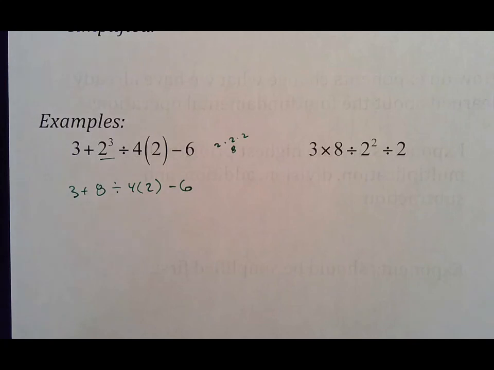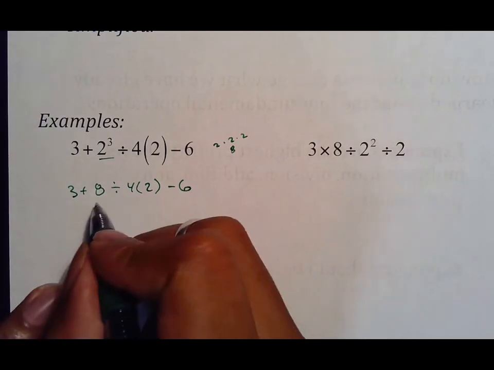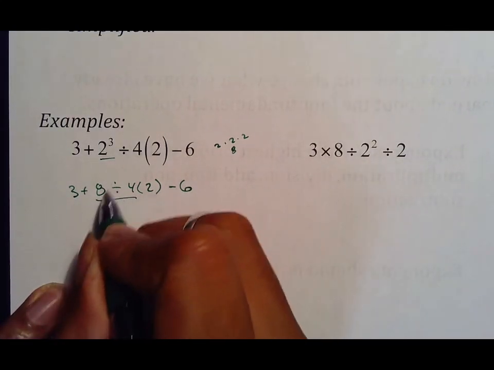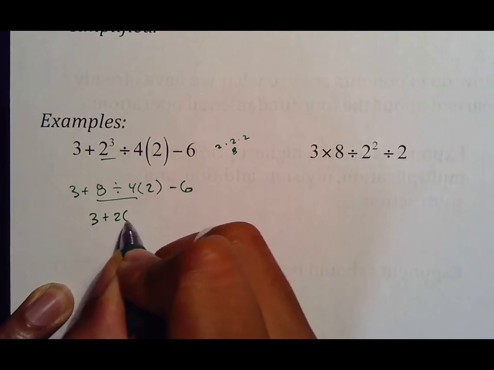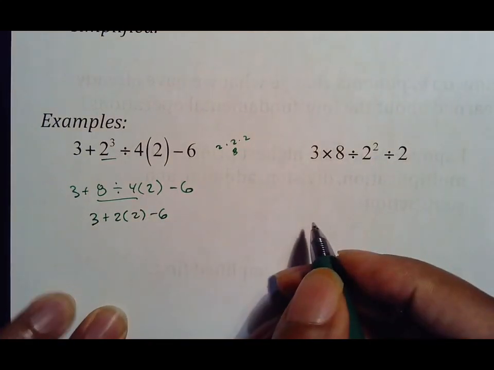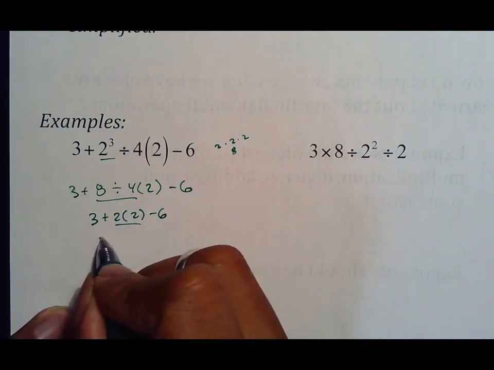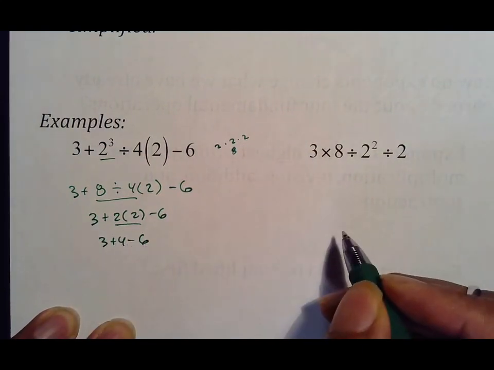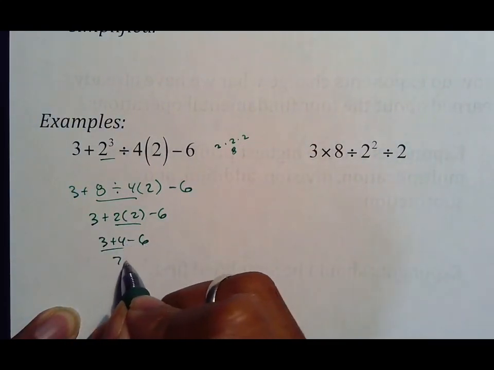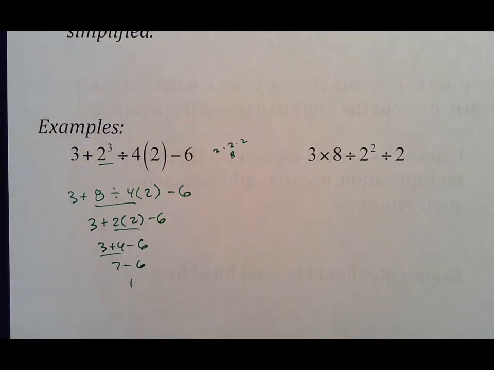And now that all the exponents are gone, remember we are thinking teachers. First teacher in line, or first higher level operation in line, is division. That turns into 2 parentheses 2 minus 6. First higher level operation is here. Now that all the higher level operations are gone, we feed them in order.